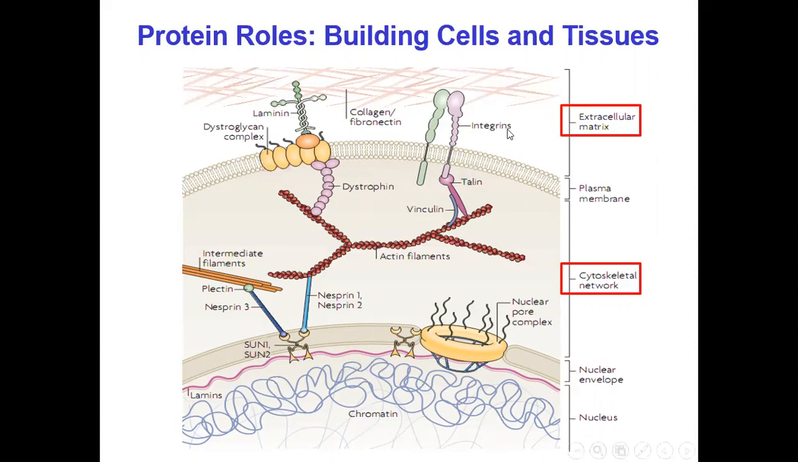Now, you can see that the two structures are connected to one another by proteins, some of which cross the cellular membrane. And this allows changes, for example, in the extracellular matrix, to be conveyed into the cell and be felt by the cytoskeleton, and sometimes even affect processes that occur inside the cell.